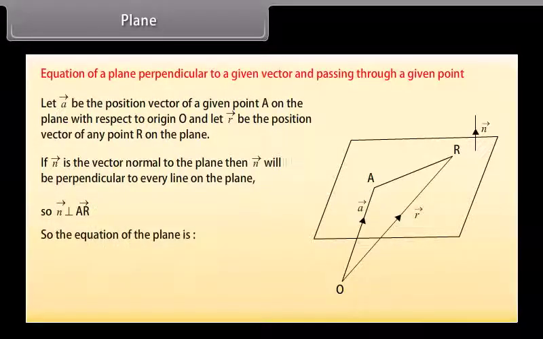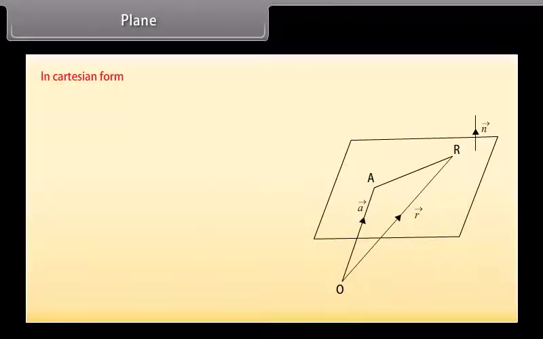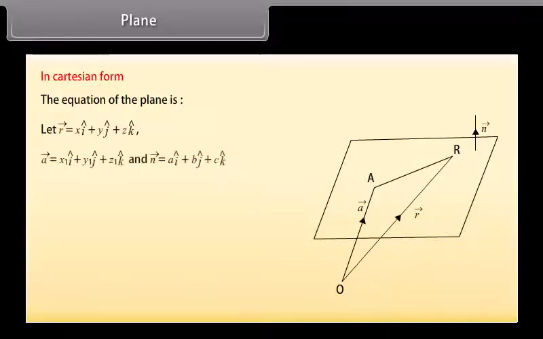So the equation of the plane is dot product of vector AR and n equals 0, or dot product of vector r minus vector A and vector n equals 0. In Cartesian form, the equation of the plane is: let vector r equal x i cap plus y j cap plus z k cap, vector A equals x1 i cap plus y1 j cap plus z1 k cap, vector n equals a i cap plus b j cap plus c k cap.